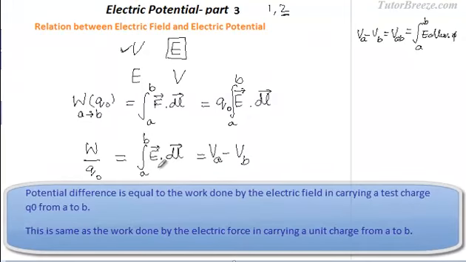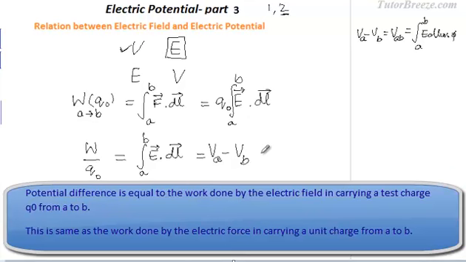If you noticed in this definition, we either call the potential difference equal to the work done by the electric field in carrying a test charge Q naught from A to B, or we can say the same thing as the work done by the electric force in carrying a unit charge from A to B. Okay, now let us understand this relation in a slightly simpler form.